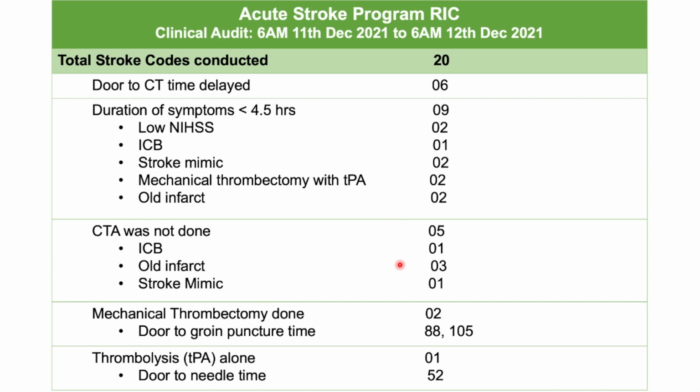So like these, the 20 stroke codes were conducted on 11th December 2021, which I've just presented here. And then we calculate everything. Door to CT time was delayed in 6 cases, and 9 patients had presented within 4.5 hours of symptom onset. Then you can see here that door to needle time was 52 minutes, 1 patient was thrombolyzed, 2 patients underwent mechanical thrombectomy, 1 had a door to groin puncture time of 88 minutes, 1 had 105 minutes.